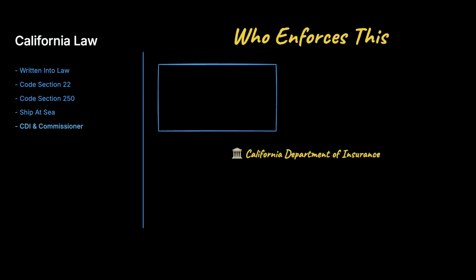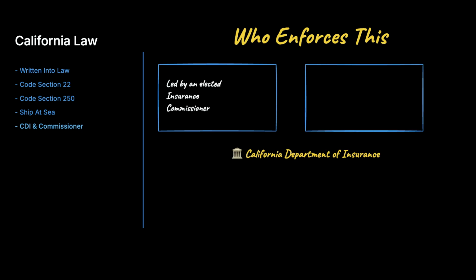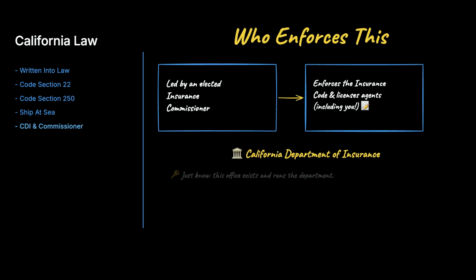Who enforces all this? The California Department of Insurance, led by an elected insurance commissioner. The department enforces the code and license agents, including the one you're about to become. You do not need every detail of the commissioner's powers here. That comes in a later book. But you must know the department exists and this office runs it.